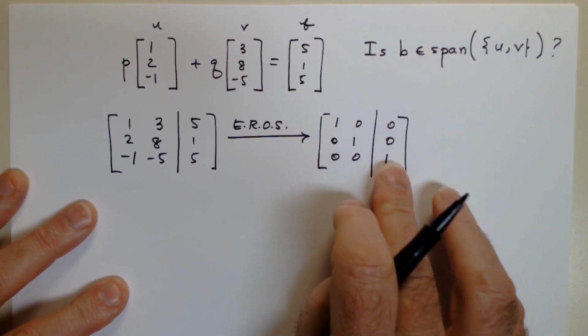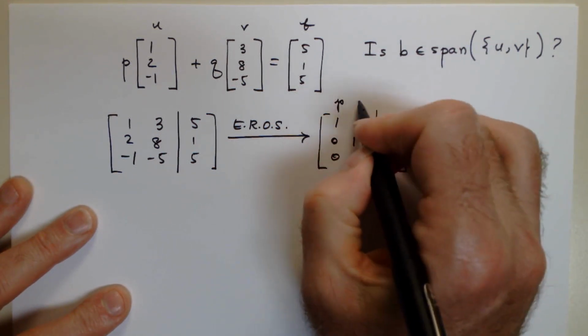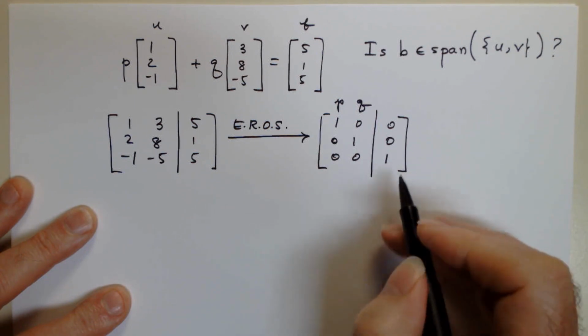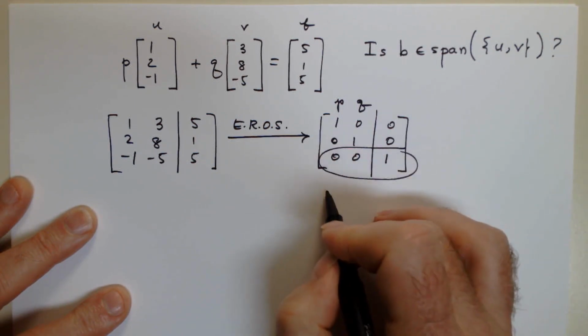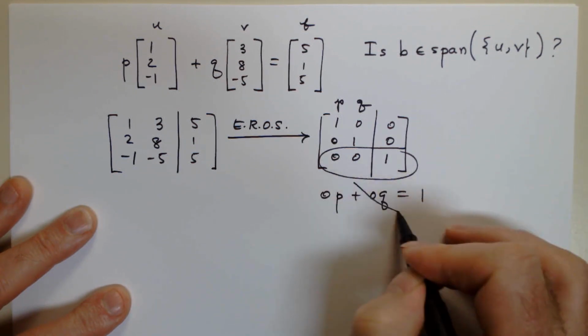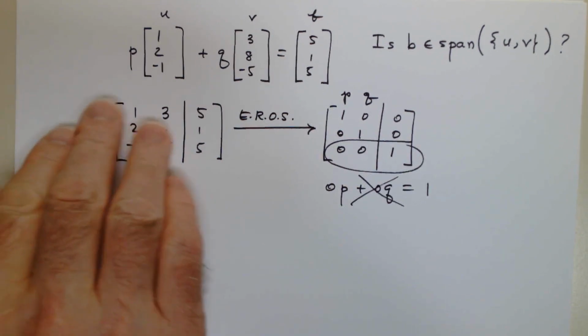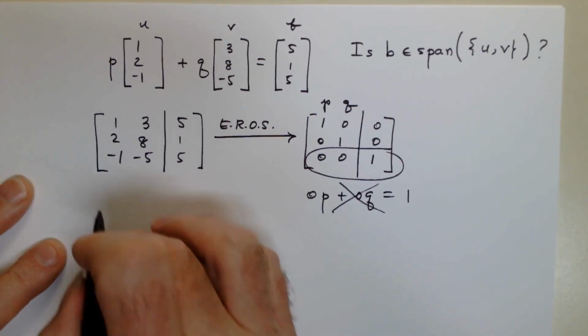And you can see that this is a catastrophe here, right? This is an inconsistency here. Our variables are p and q, and this last equation is telling us that 0p plus 0q is equal to 1, which is a contradiction. So this system, and therefore this system, is inconsistent.